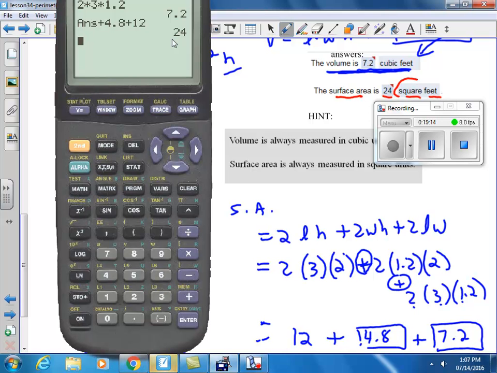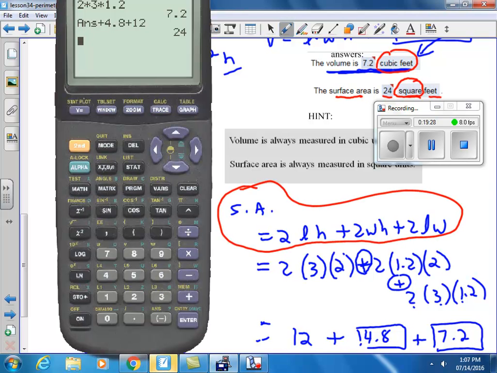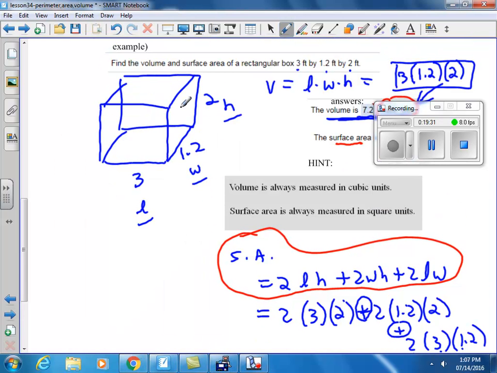Notice the units, square footage for area, cubic footage for volume. All right, and I was thinking about it, and that probably is your safest way to deal with surface area of a box, is just by grabbing this formula and basing it off of your drawing that you had labeled. Okay?